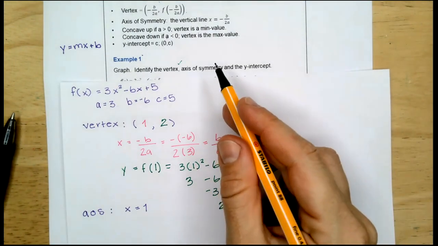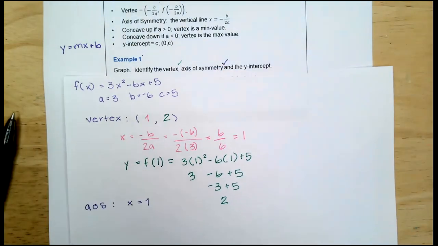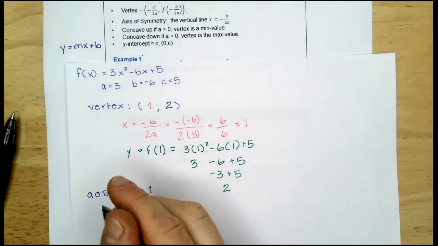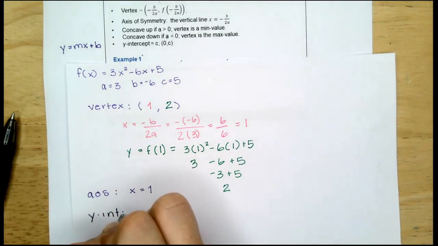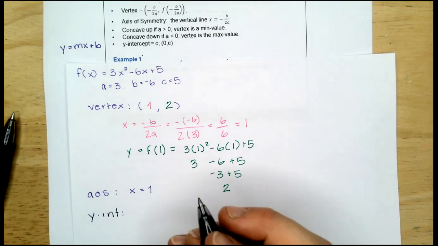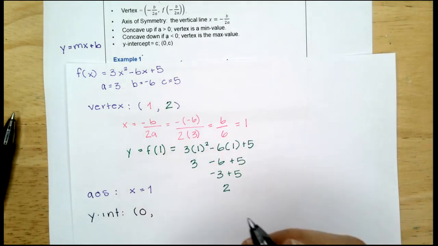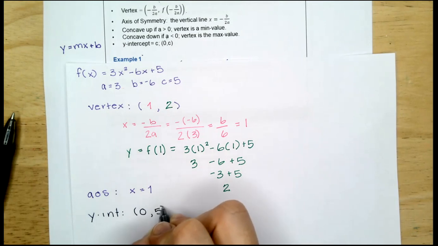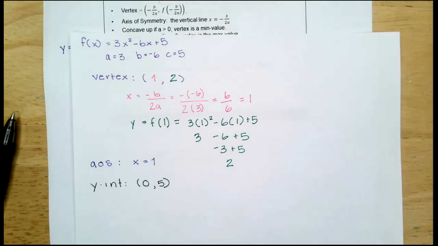I've identified the vertex, identified the axis of symmetry, and then the y-intercept is just C, or 0, comma, C. And what is C? C is 5. All right, let's make sure that this is true. Well, let's graph it. I guess they asked us to graph it. One second. Didn't have my ruler ready.